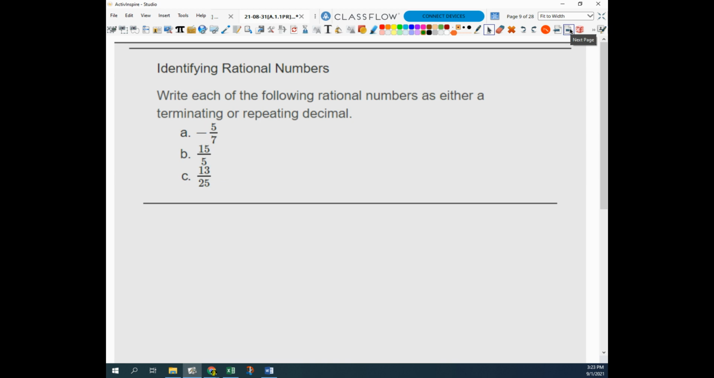Okay, so these are all rational numbers. So what if we wanted to write these as decimals? Really all this slide is about is just how do we write these as decimals? Well, what's the easiest way to turn something like -5/7 into a decimal?